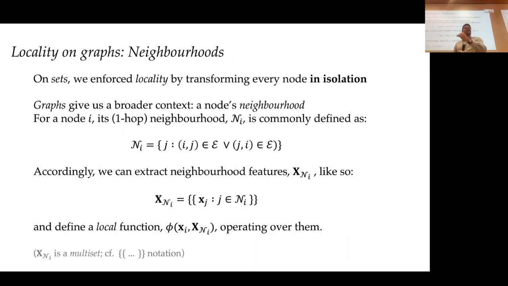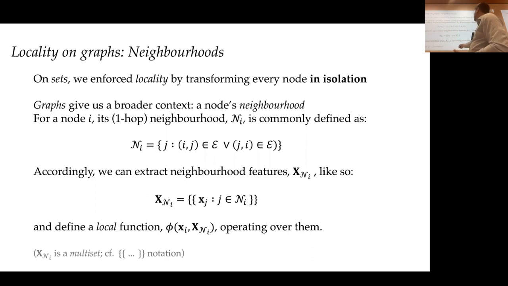Now, the one thing which is different for graphs compared to sets is this third item, the locality, right? Because when we talked about sets, the only way we could do locality is by processing each node in isolation. Everything else would have been assuming there's connections between the nodes. But on graphs, we now have a broader context, right? Because nodes are connected, we can talk about a node's neighborhood, like some locality around a particular node. There's many ways to define a neighborhood, but in graphs, you usually define this one-hop neighborhood N_i for node i, which is just the collection of all the nodes j that are linked to i with an edge, right? Simple enough.